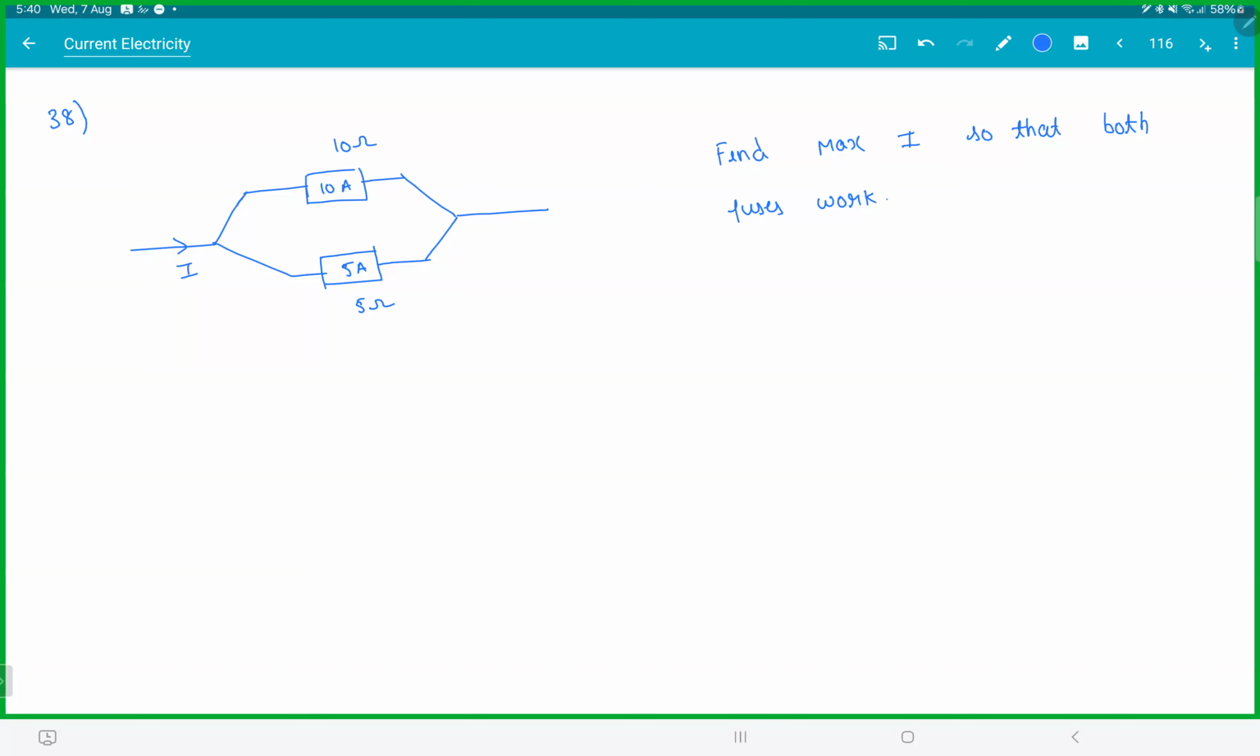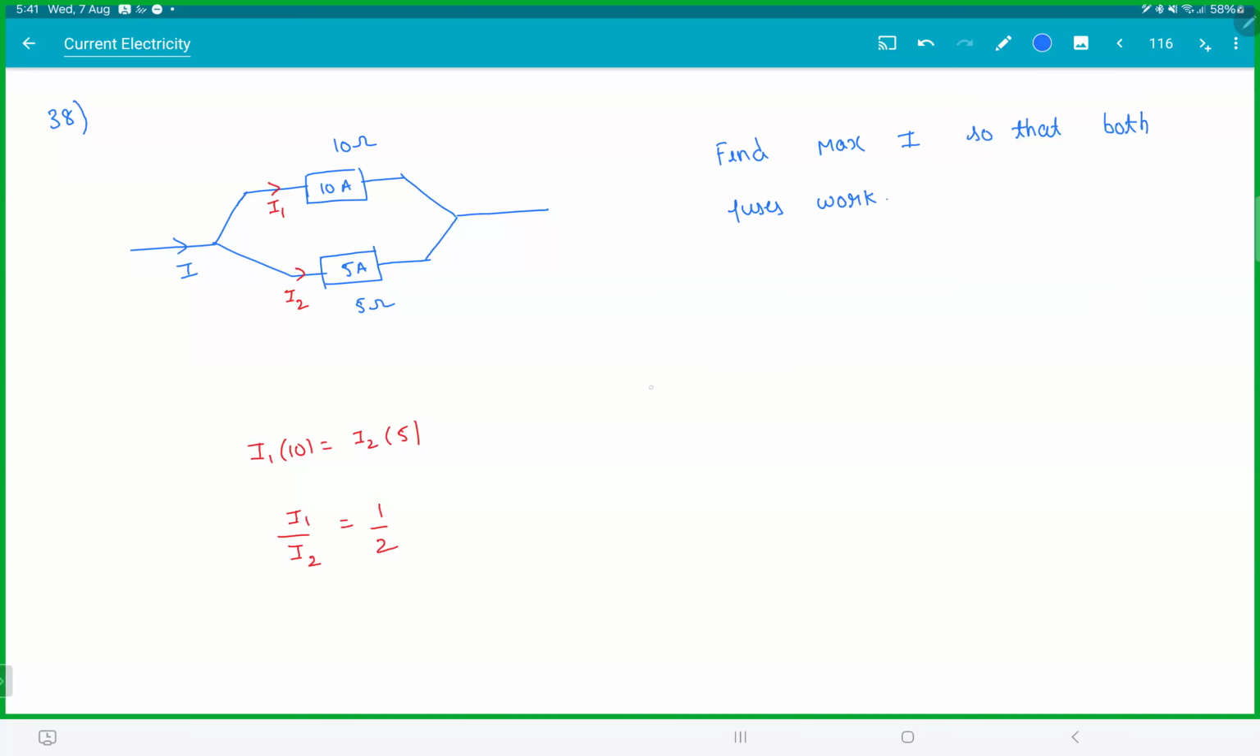Now see here, when you say maximum current, one thing is sure, one of the fuses is carrying its maximum current. So we just need to see this. Let's say this is I1, this is I2. We know both are in parallel. So I1 into 10 must be equal to I2 into 5. So we get 2I1 is I2. So this is the ratio of the currents.